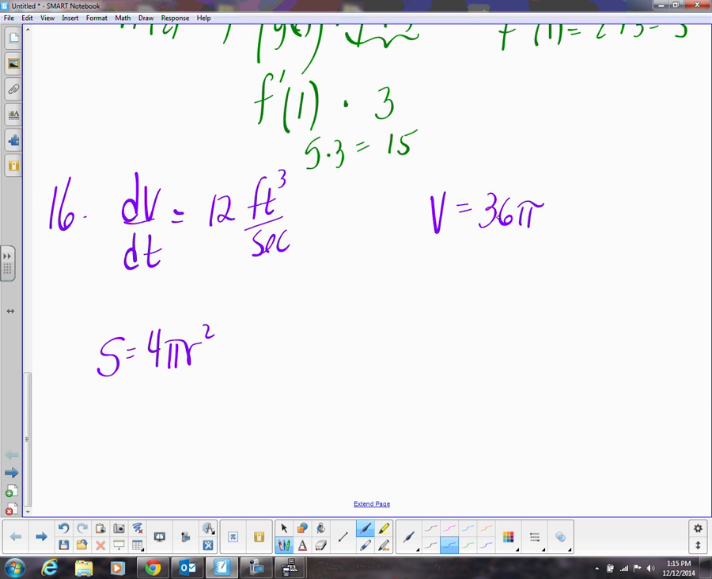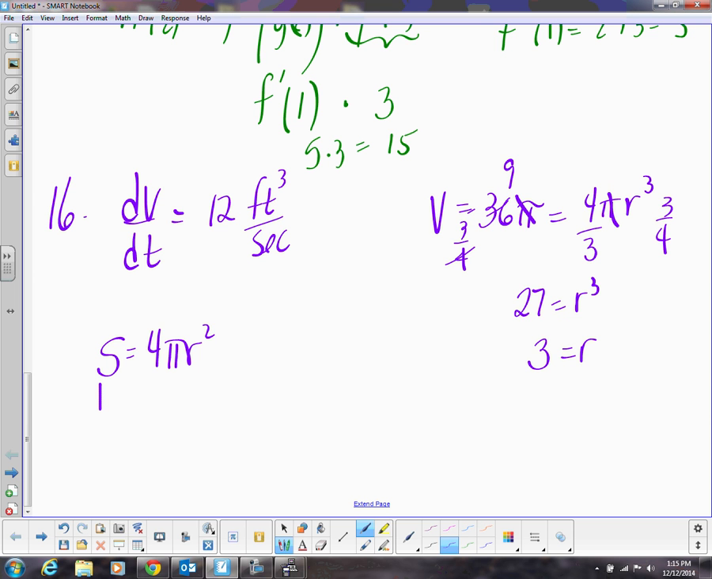All right, so we know our volume. We know our volume formula would be 4/3 pi r cubed. So I'm going to divide by 4/3, I'm going to multiply by 3/4. 4 goes into 36, 9 times 3 is 27. What this gives me is r. So r is equal to 3.